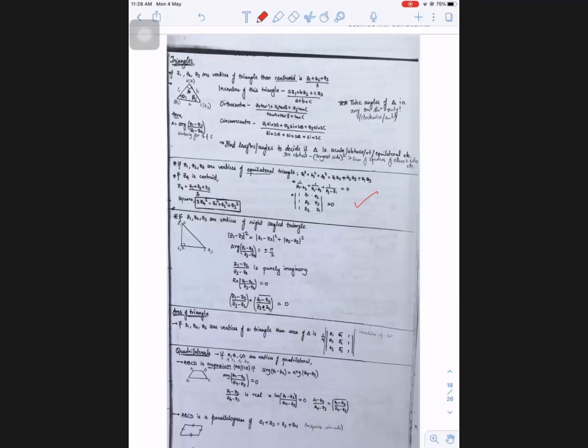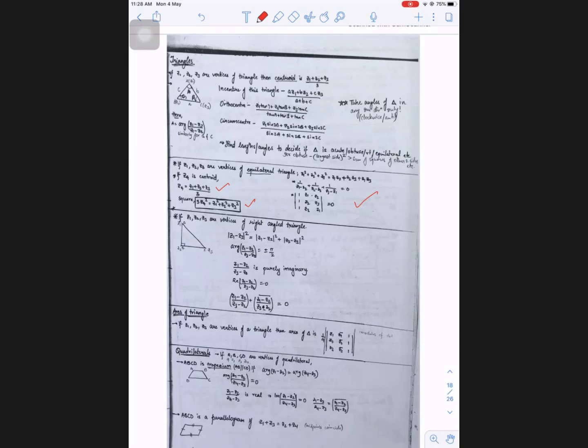One property related to the centroid: the centroid ZG is (Z1 + Z2 + Z3)/3. If you square both sides, you get 9ZG² equal to Z1² + Z2² + Z3² plus 2(Z1Z2 + Z2Z3 + Z3Z1). Replacing the cross terms with Z1² + Z2² + Z3², we finally get 3ZG² equal to Z1² + Z2² + Z3².